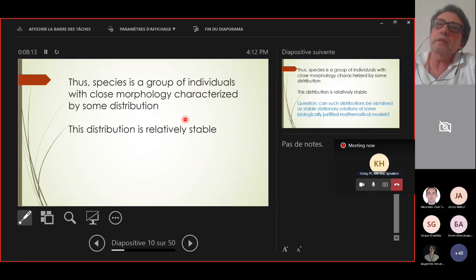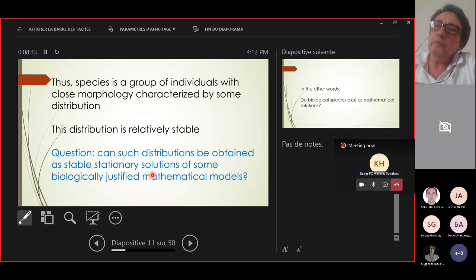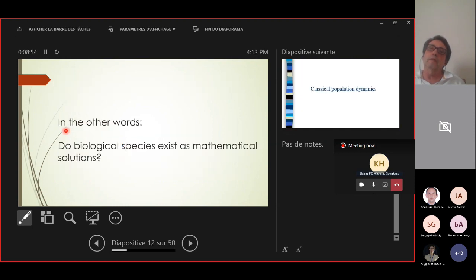Summarizing this, we can say that species, we can consider them as groups of individuals with close morphology, and we can characterize them by some distribution with respect to this morphological or phenotypical parameter, and that these distributions are relatively stable in time. From this point of view, we can formulate the question whether such distributions can be obtained as stable stationary solutions of some mathematical models. And of course, we want these mathematical models to be biologically justified. I come back to the title of my talk today. So I formulate: do biological species exist as mathematical solutions? Exactly with the meaning I tried to explain before, as some stable stationary solutions of some mathematical models, of some mathematical equations.